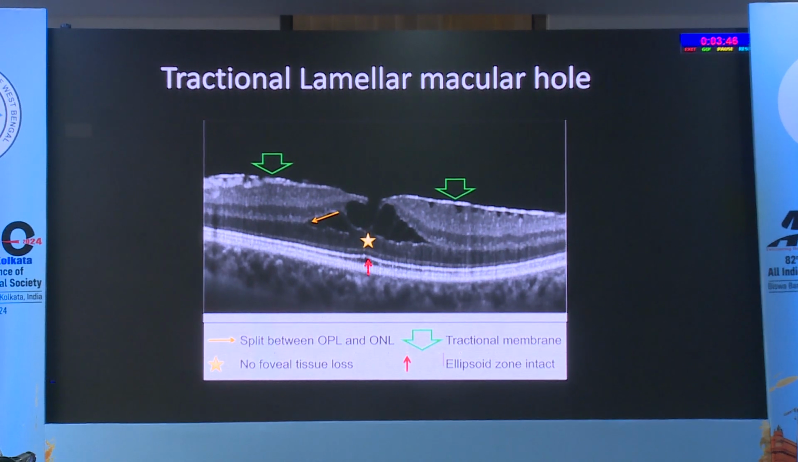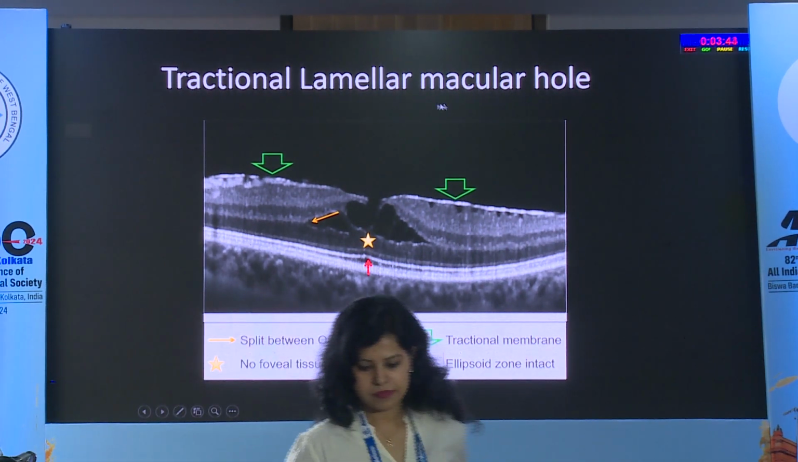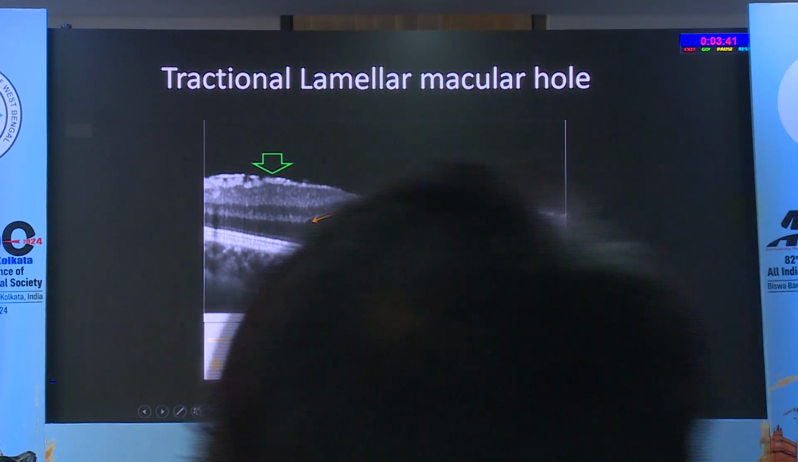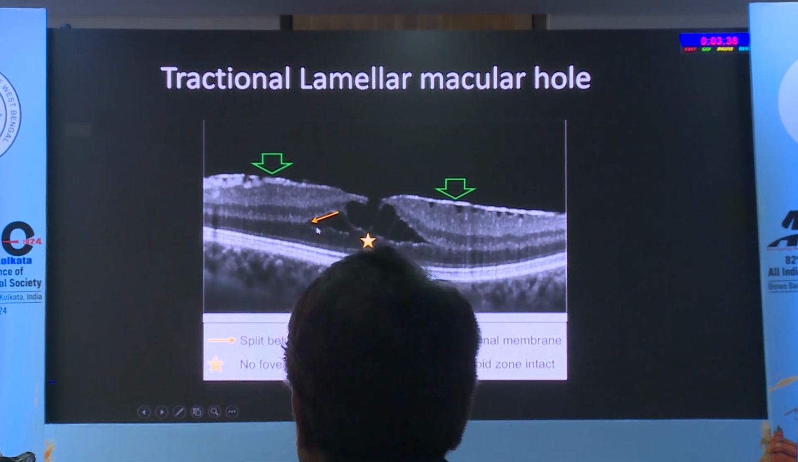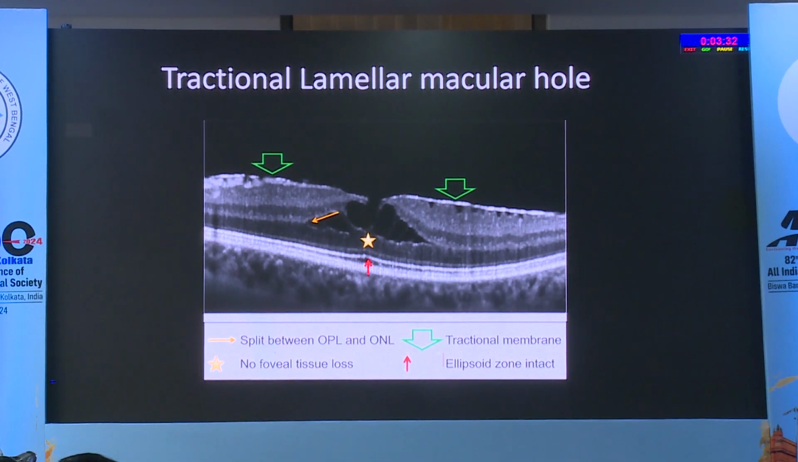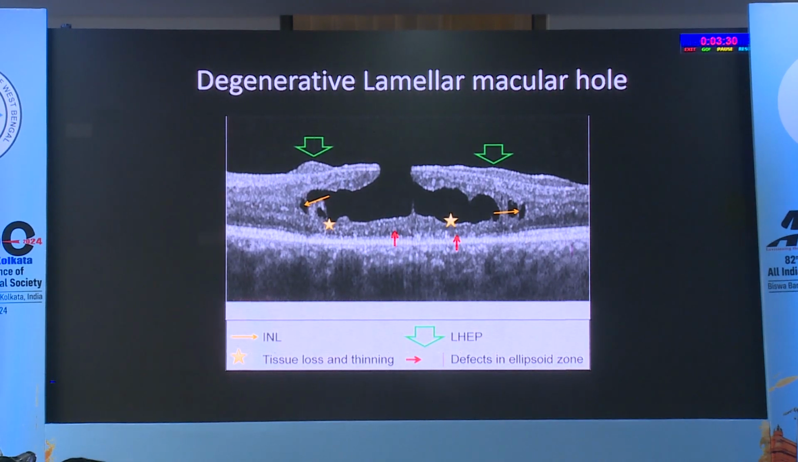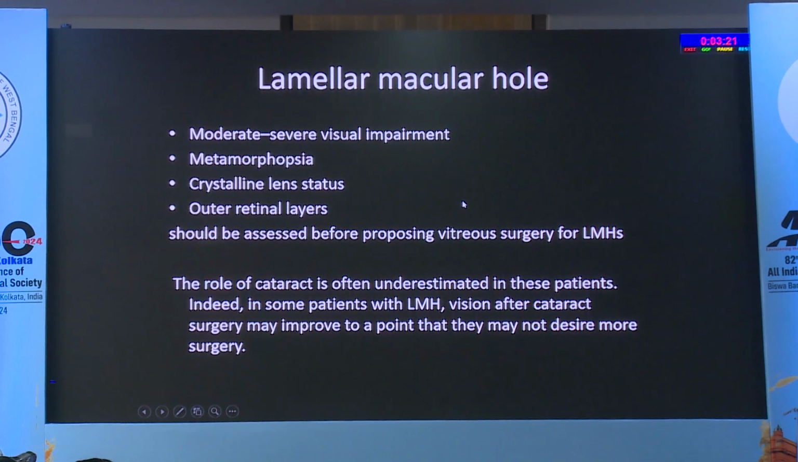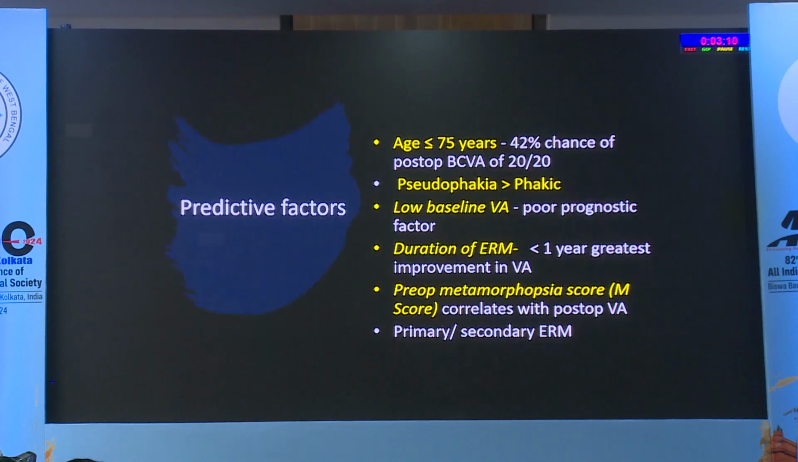Coming on to the lamellar hole, there are two sorts of lamellar hole. Basically, one is called tractional lamellar hole, the other is a degenerative hole. In a tractional lamellar hole, there is a split typically seen at the level of the outer plexiform and outer nuclear layer. These patients, if they are symptomatic, may sometimes respond to the surgical treatment. Unlike degenerative holes, which may be associated with lamellar hole epiretinal proliferation and others, these tend to do poorly when compared to the tractional holes. So surgery can be considered in lamellar holes if there is a moderate to severe visual impairment. If there is metamorphopsia and the outer retinal layers are intact, one can consider surgical maneuver, especially in tractional holes.